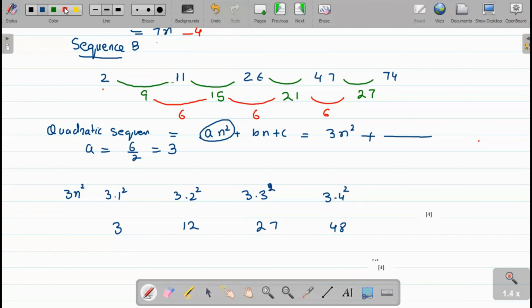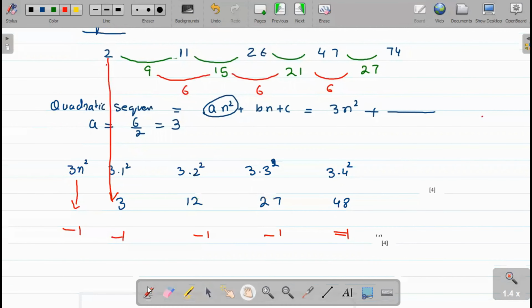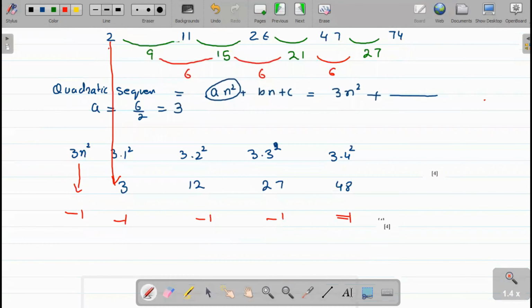Now you take the difference between these two sequences. When you take the difference, 2 minus 3 is -1, and this difference is -1, and this difference is -1 and -1. It means when we subtract 1 from the value 3n square, we get the same value in this sequence. Therefore, the nth term will be 3n square minus 1.